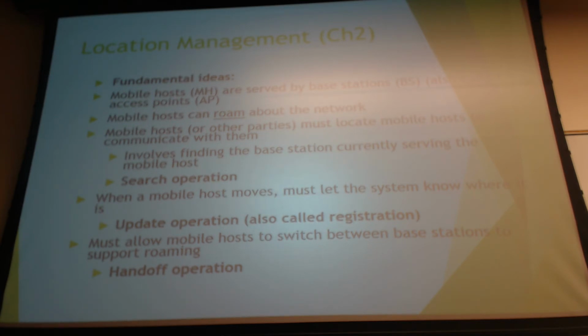Then you must allow mobile hosts to switch between base stations to support roaming. Switching between base stations means you were already connected to a cell tower and you are updating that cell tower periodically. So updates can be periodic or based on motion. Typically the requirement is every 30 seconds or every 1 minute you need to send an update operation. You need to say, okay, I'm still there. You need to send that to the cell tower. That is called an update operation. But if you are moving and you are transferring from one cell tower to the other, that operation is called handoff.